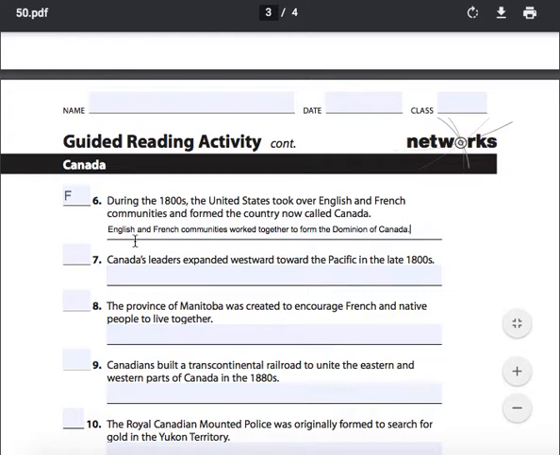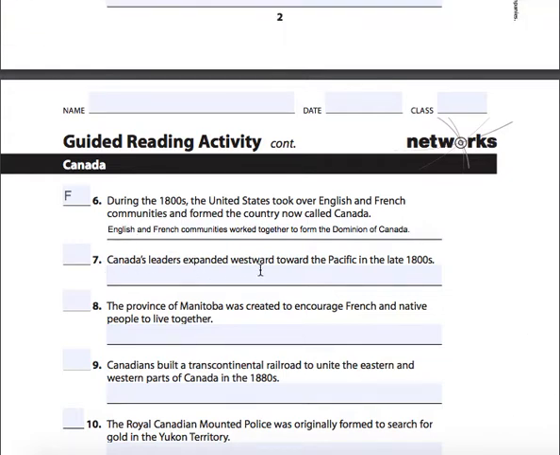Number 7. Canada's leaders expanded westward toward the Pacific. We're going to read that in the next section on page 187. Canada's leaders began looking westward. They hoped to expand the nation all the way to the Pacific.